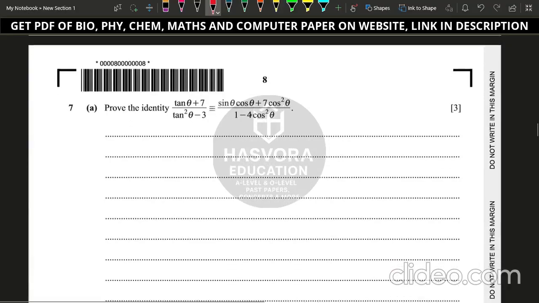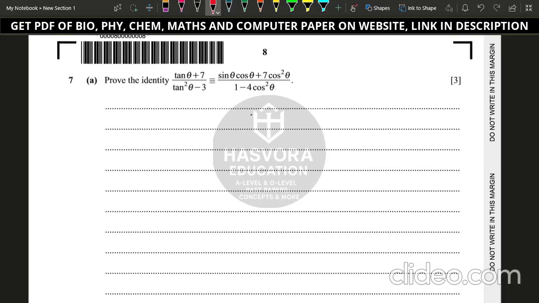Let's move on to question number 7. Question number 7 says: prove the identity (tan theta plus 7) divided by (tan square theta minus 3) is equal to (sin theta cos theta plus 7 cos square theta) divided by (1 minus 4 cos square theta).